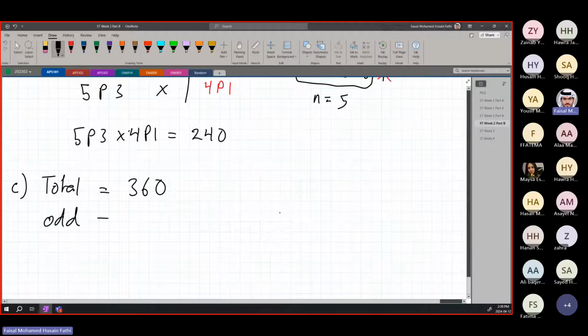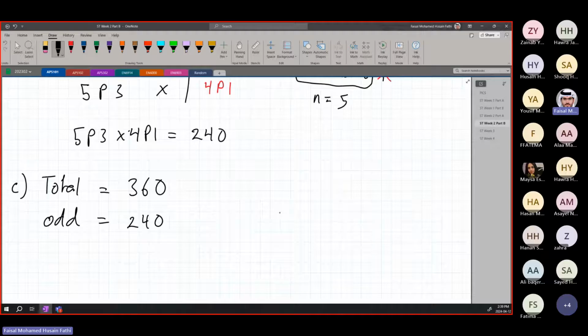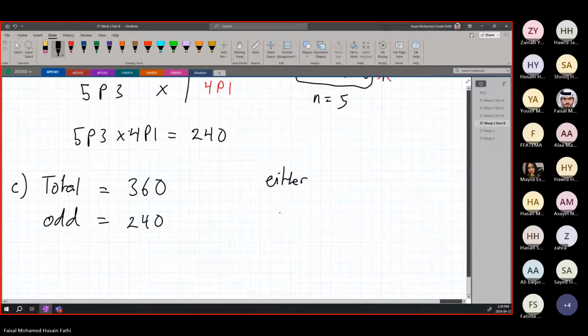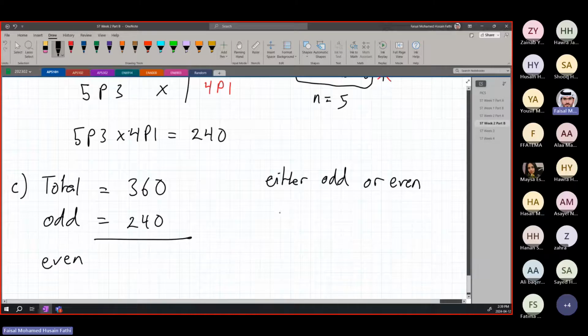Odd is equal to 240. So the total ways have to be the odd ways and the even ways. These are the two possible numbers to have. You can have them as either odd or even. There's no third choice in this case. So what can we do to find the even? You can simply subtract these two numbers and you're going to get 120 even.